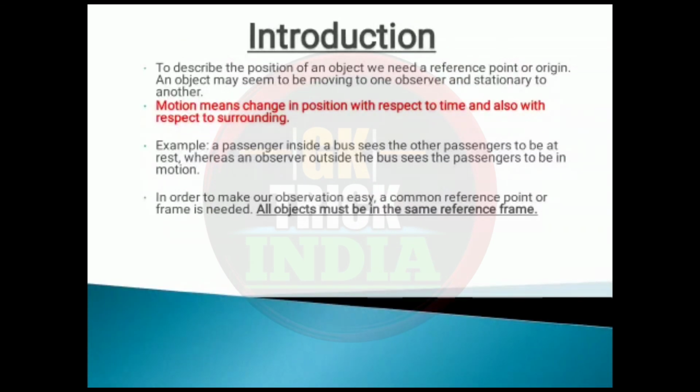So an object might be moving to one observer, as we saw in the case of observer C observing A or B, and stationary to another observer also, as we have seen when observer A is observing B. So in order to make our observation easy, a common reference point or a common frame, that we call a reference frame, is needed, so that all objects must be in the same reference frame to solve a physics problem.